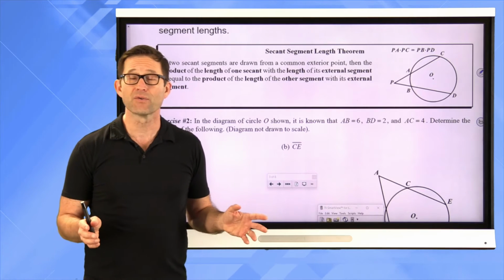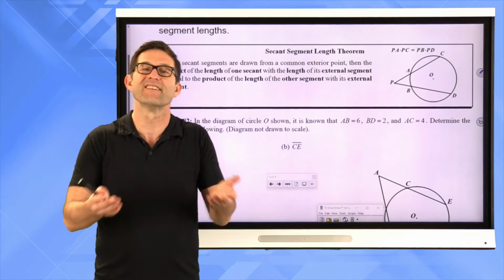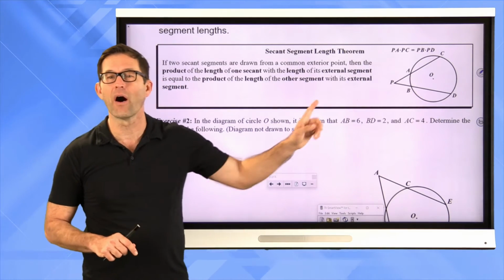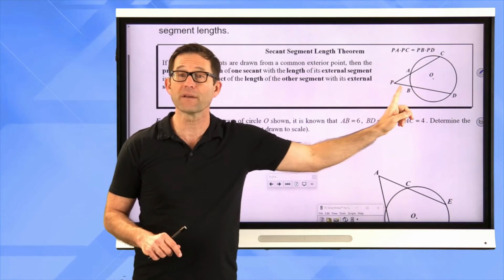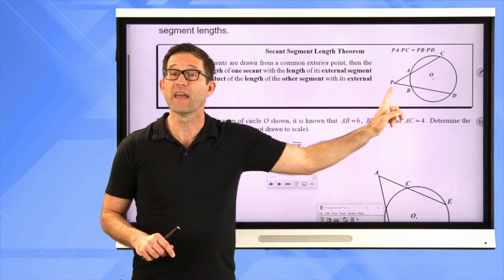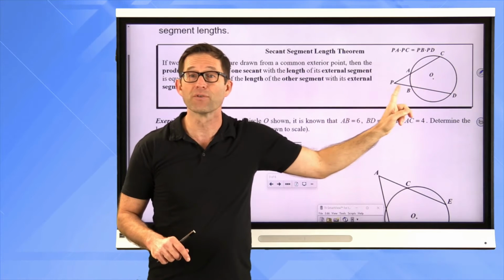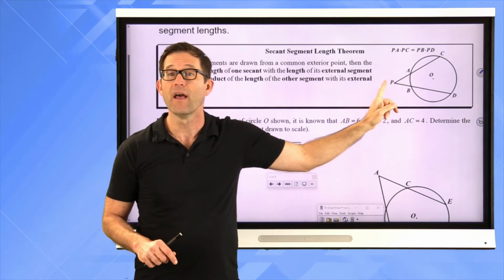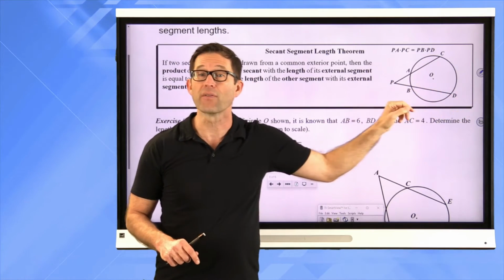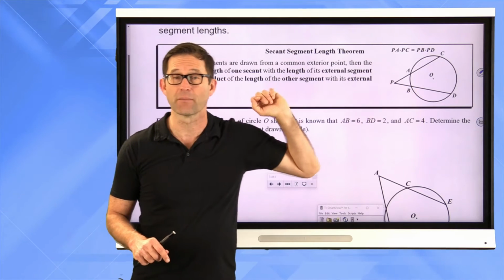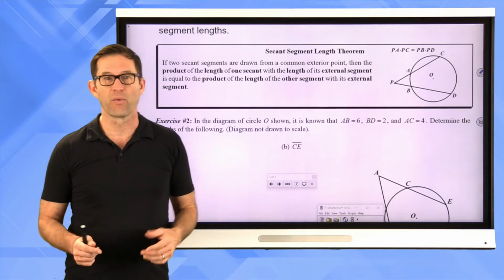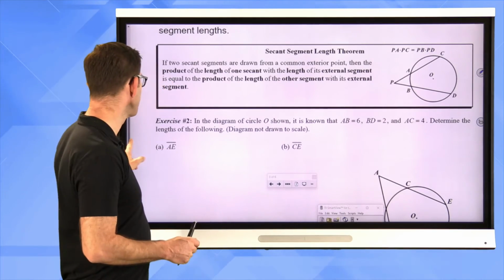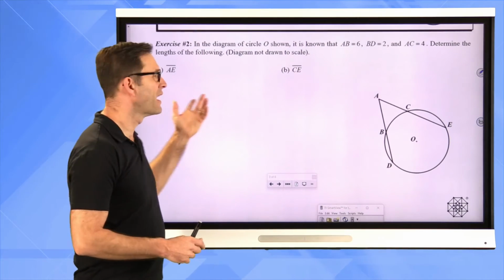So it's kind of interesting. And again, we're going to prove this, obviously, a little bit later on. But if we've got two secants that are drawn from a common exterior point, then if I take the entire length and multiply it by its exterior segment, that will be equal to this entire length times its exterior segment. All right? That's a little bit hard to remember, but we've had quite a few theorems in this unit that we have to memorize. So let's take a look at it in exercise 2.